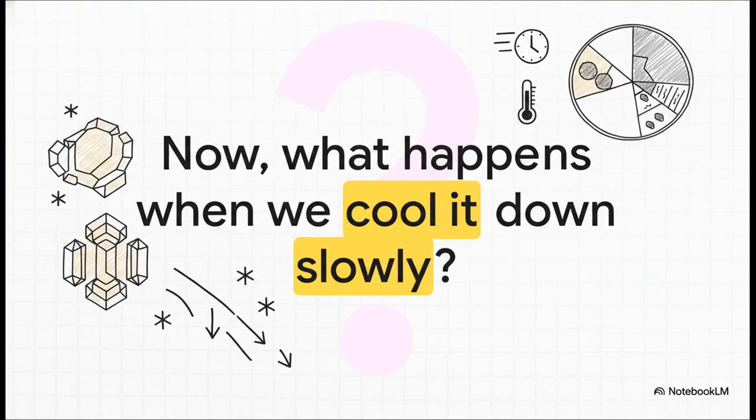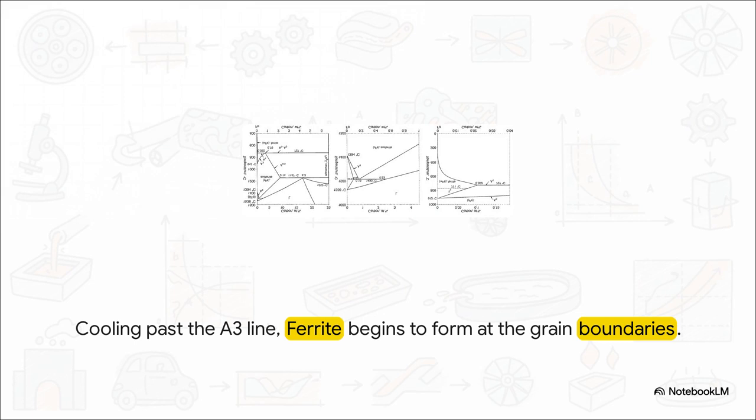So we've got our perfect, uniform austenite. The million-dollar question now is, what does our map predict is going to happen as we start to cool it back down to room temperature really, really slowly? This right here is where the magic happens. This is where the map becomes our crystal ball.